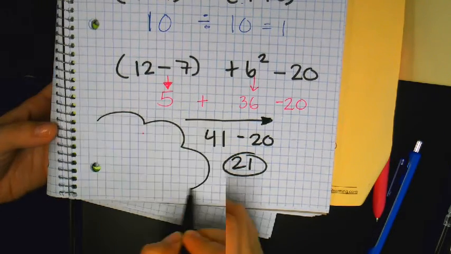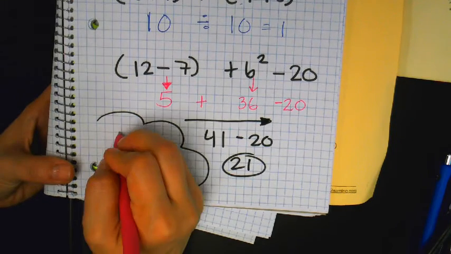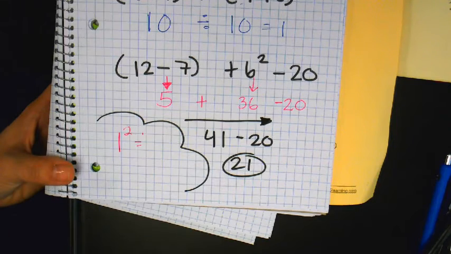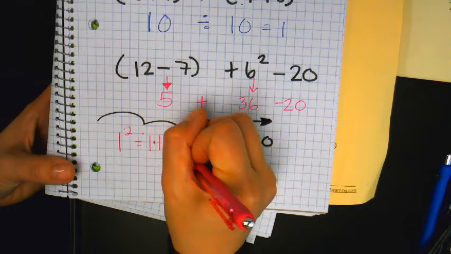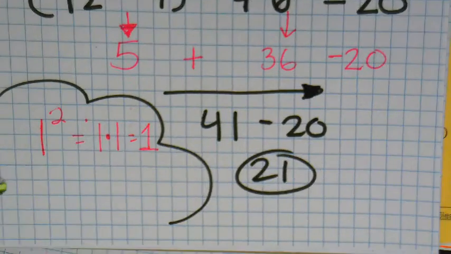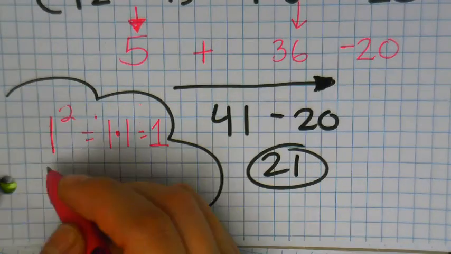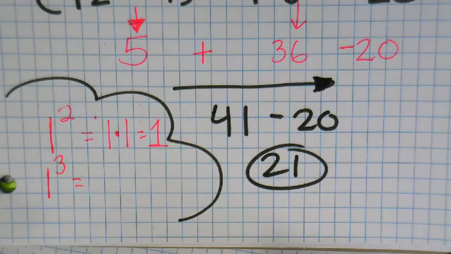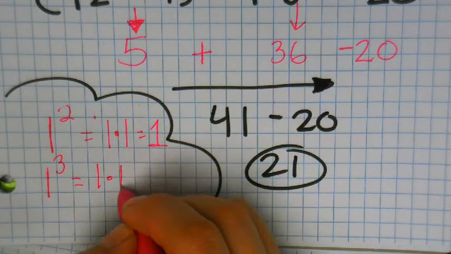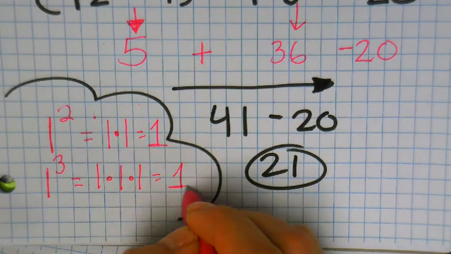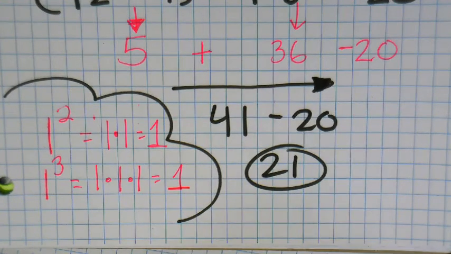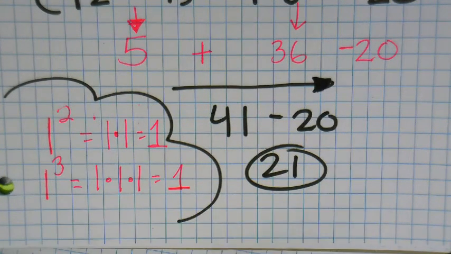All right, now, trick question. Santiago, 1 to the power of 2. 1 times 1, which is 1. 1 to the power of 3. 1 times 1 times 1, 1. A lot of times students want to say that this is 3, but avoid that. It's 1 times 1 times 1 times 1 times 1.